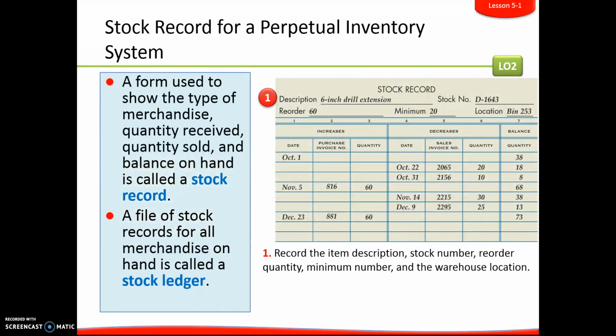We've seen these before. The stock records, of course, are a form that's used to show the types of merchandise, quantity received and sold, and then the balance on hand. And then a stock ledger is going to be the file for the stock records of all the merchandise on hand. It's where we keep everything. So you can see this stock record is just for 6-inch drills. All of the drills would be kept in the stock ledger.